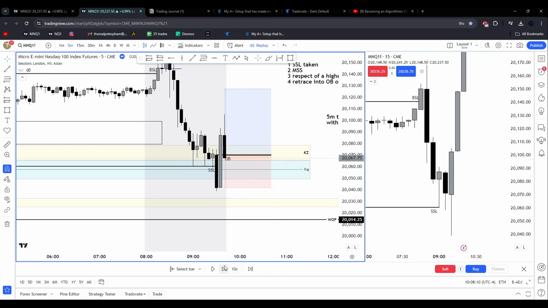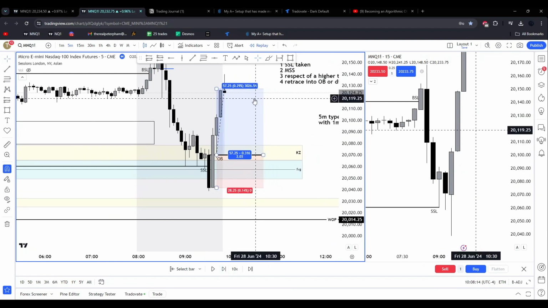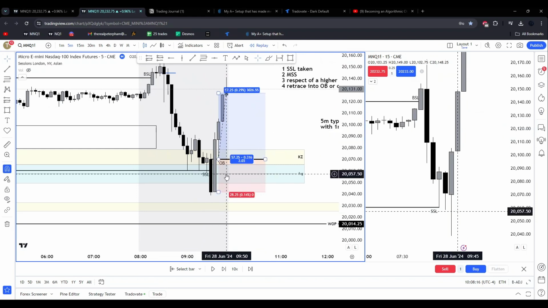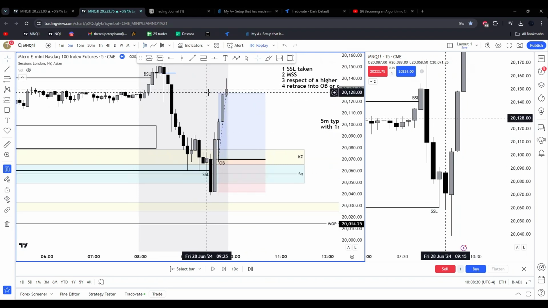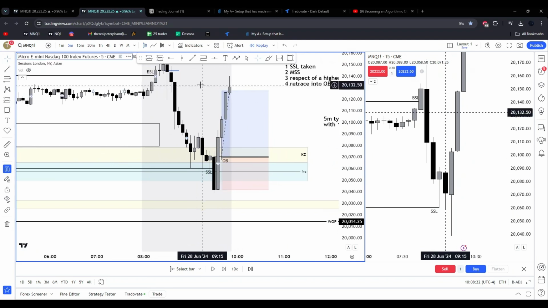Boom, we get our entry. And we just wait, and price goes straight to our take profit for 1 to 2. That's how simple it is.